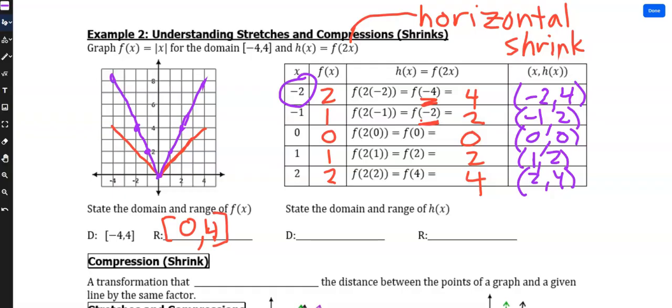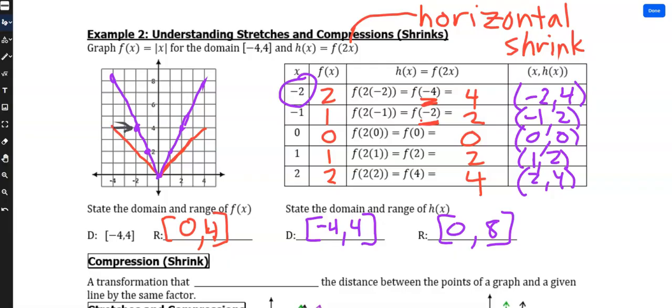Now, wait a sec. That almost looks the same as the last one. But the domain, -4 to 4, the range 0 to 8. Dang, that looks like the last one. Well, what's the difference? Well, I'm going to show you what the difference is. The final image looks the same.